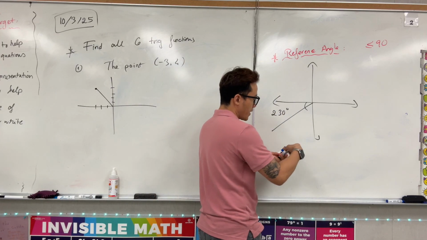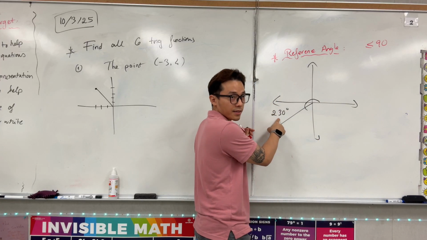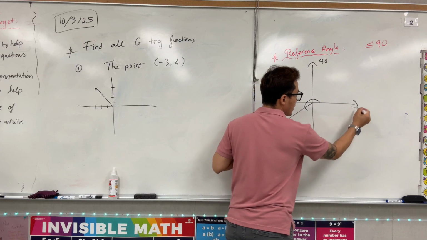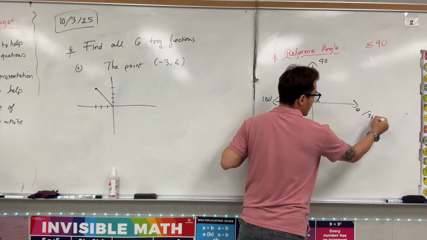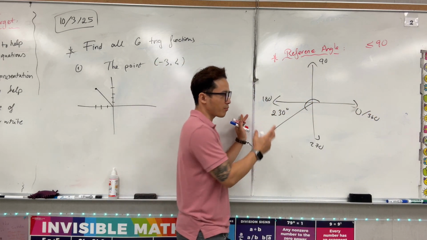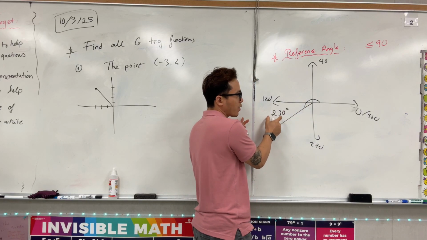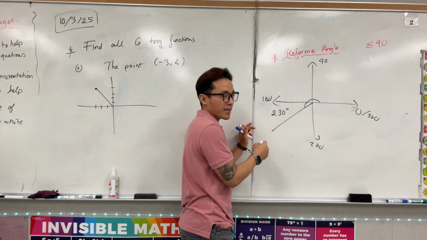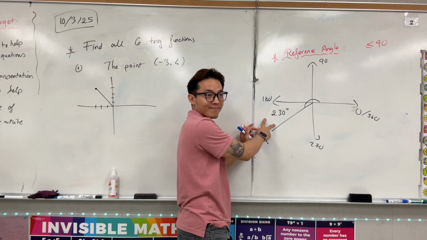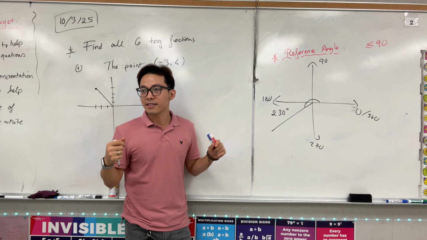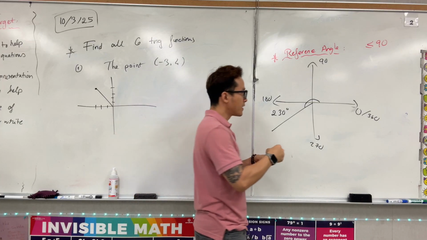For example, this angle is 230 degrees. This is 180 here, 90 here, 270 here, and 0 or 360 here. So what do you think is the reference angle for this one, 230? Remember, the reference angle needs to be less than or equal to 90 degrees. Is it 40? 50. Why 50? Because 230 minus 180.